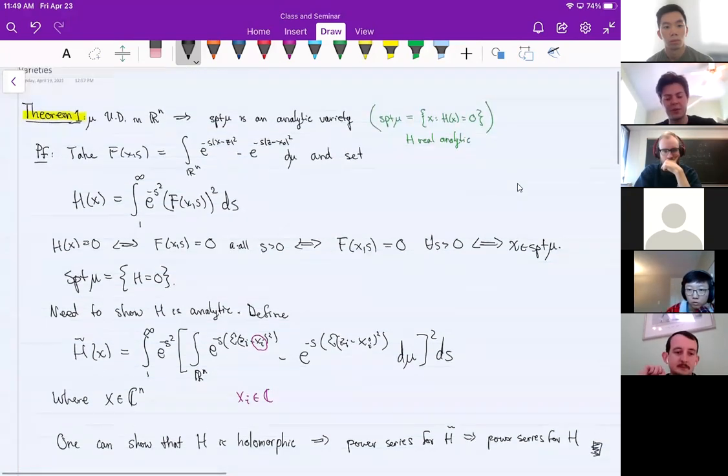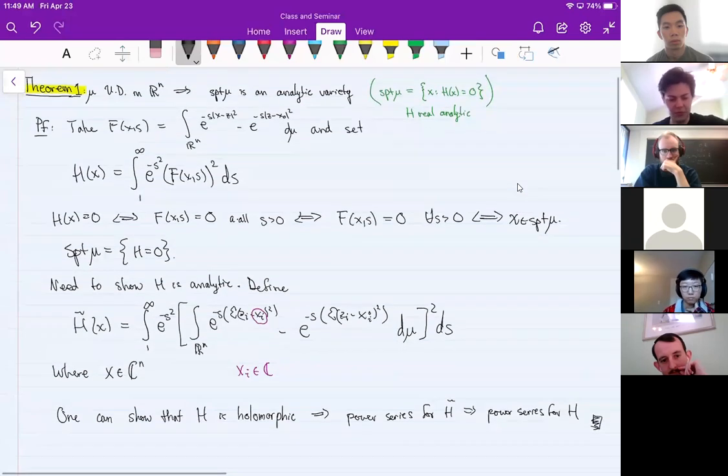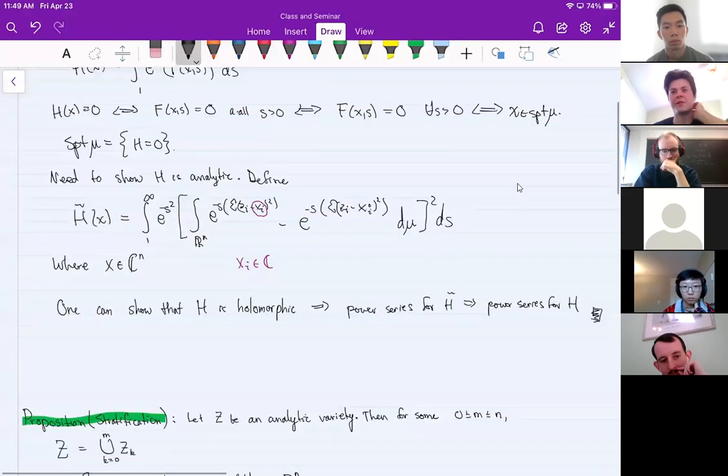So we've just shown that the support of mu is always a real analytic variety by explicitly constructing this function h, of which the support is the zero set. Okay, and so that's a really nice theorem. It gives us a lot of information about the form that these measures can take.